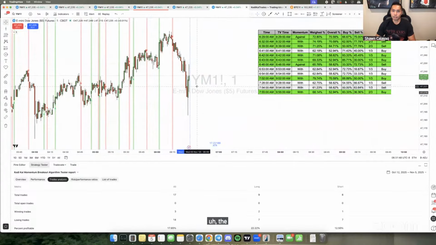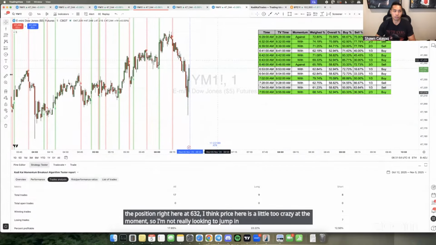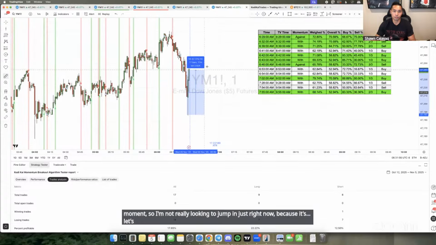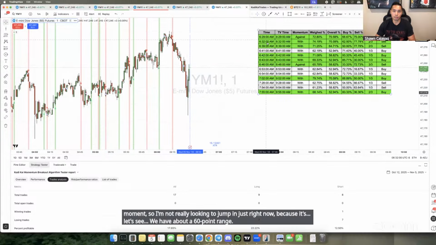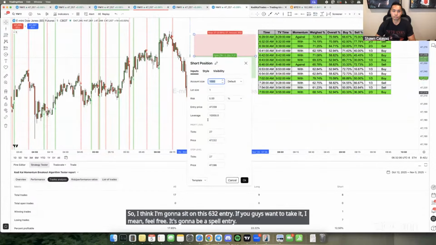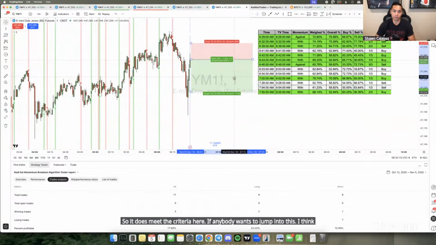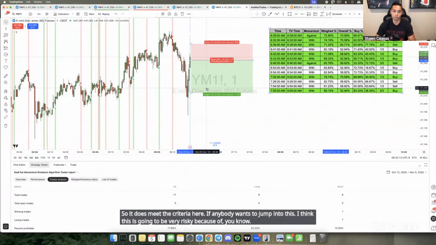The position right here at 632, I think price here is a little too crazy at the moment, so I'm not really looking to jump in right now because we have about a 60-point range. So I think I'm going to sit out on this 632 entry. If you guys want to take it, I mean, feel free. It's going to be a sell entry. So it does meet the criteria here if anybody wants to jump into this. I think this is going to be very risky because of how the market's currently moving right now.